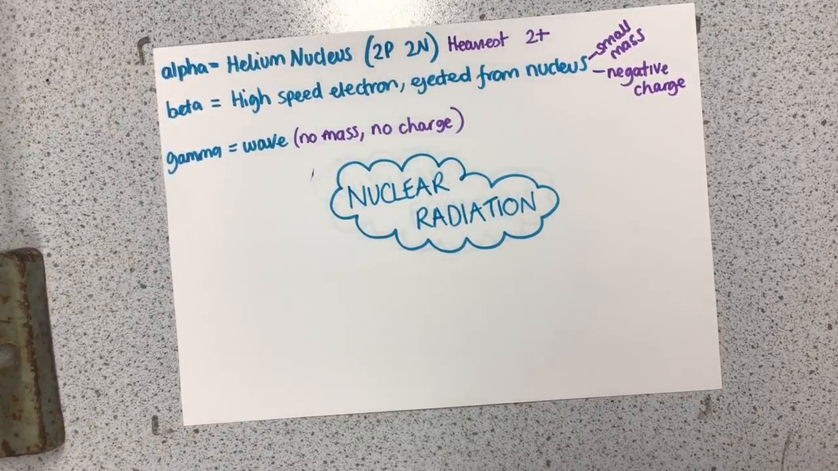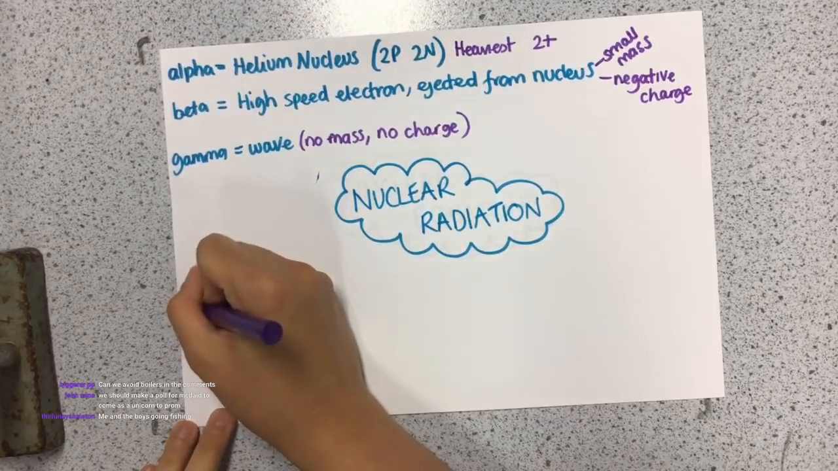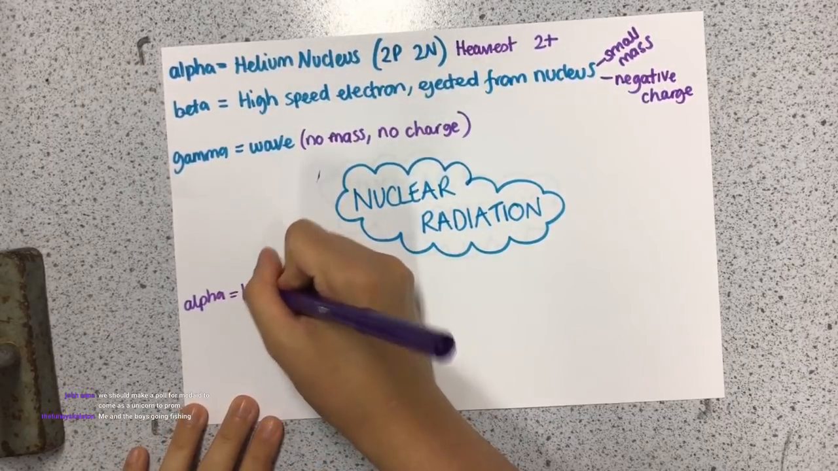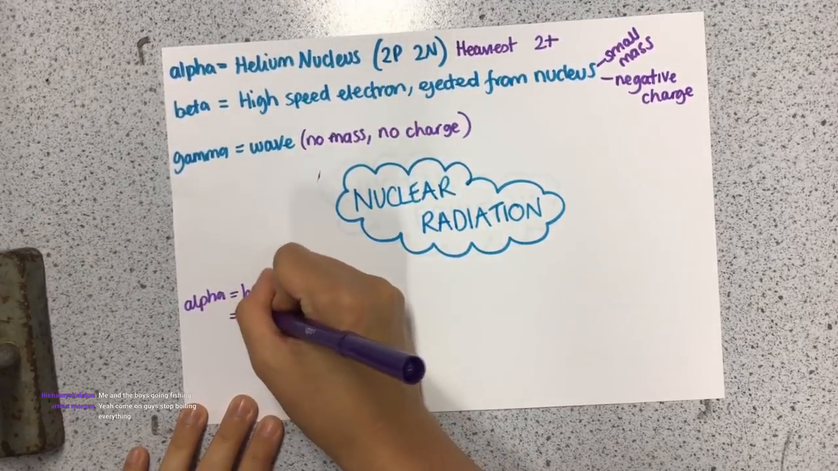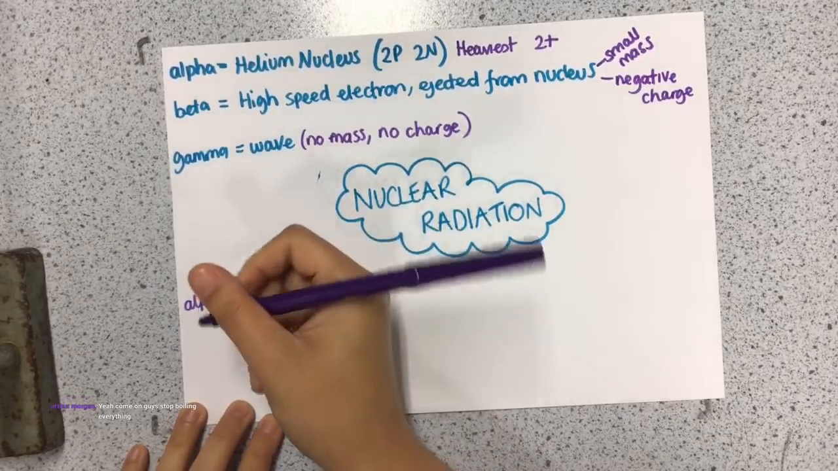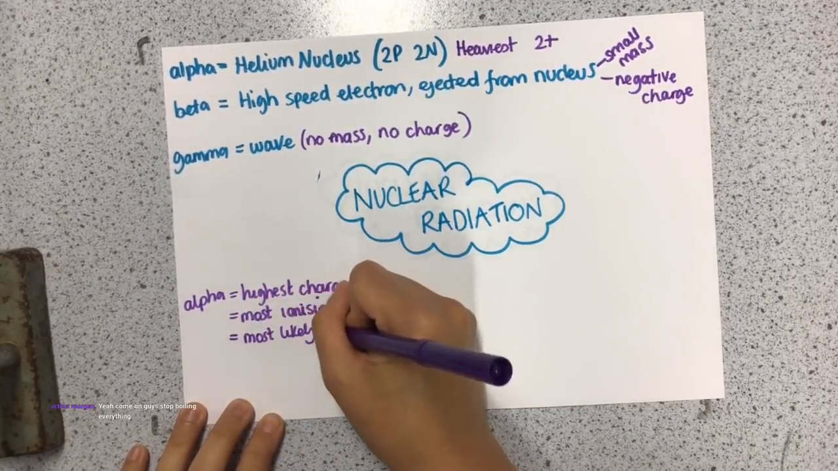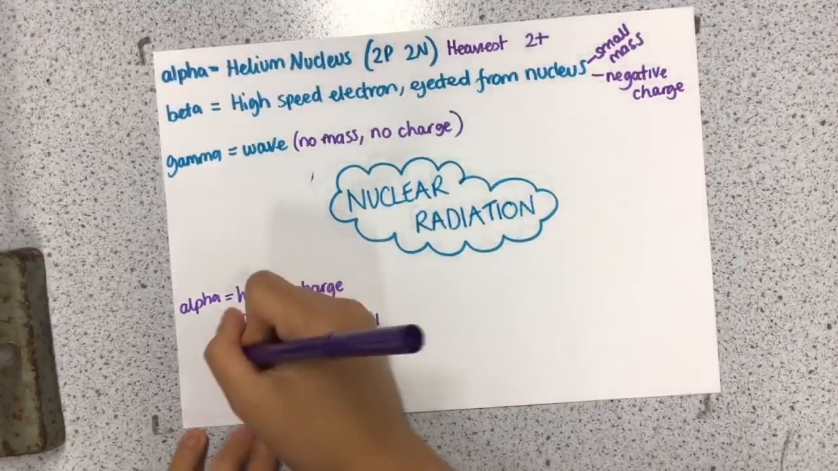So if we look in detail at the 3, what's important is you need to know about them so you can actually apply them to the question, because it's very commonly an application question. So alpha, we've said obviously it's the heaviest, it's got the highest charge, and it's the most ionising. Because it's the most ionising, it's most likely to be stopped. Therefore, it will only travel short distances before it is stopped and ionised.